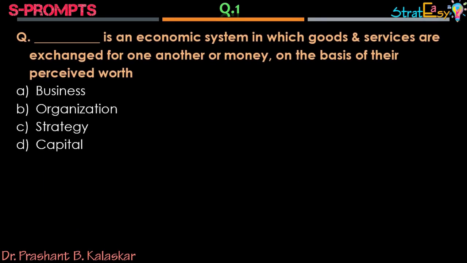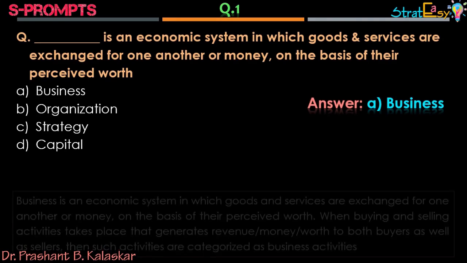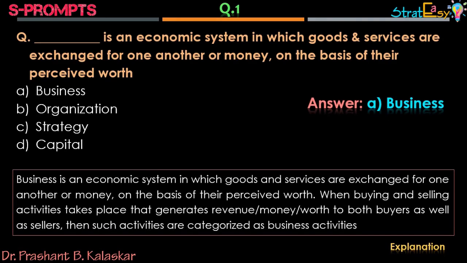To begin with the first question, dash is an economic system in which goods and services are exchanged for one another or money on the basis of their perceived worth. And the right answer is option A, business. Business is an economic system in which goods and services are exchanged for one another or money on the basis of their perceived worth. When buying and selling activities take place, that generates revenue, money or worth to both buyers as well as sellers, then such activities are categorized as business activities.